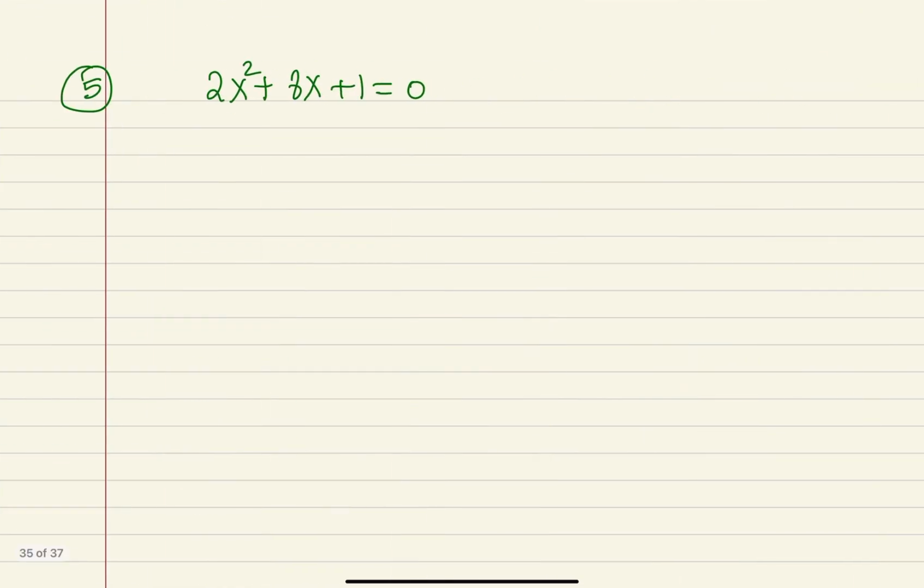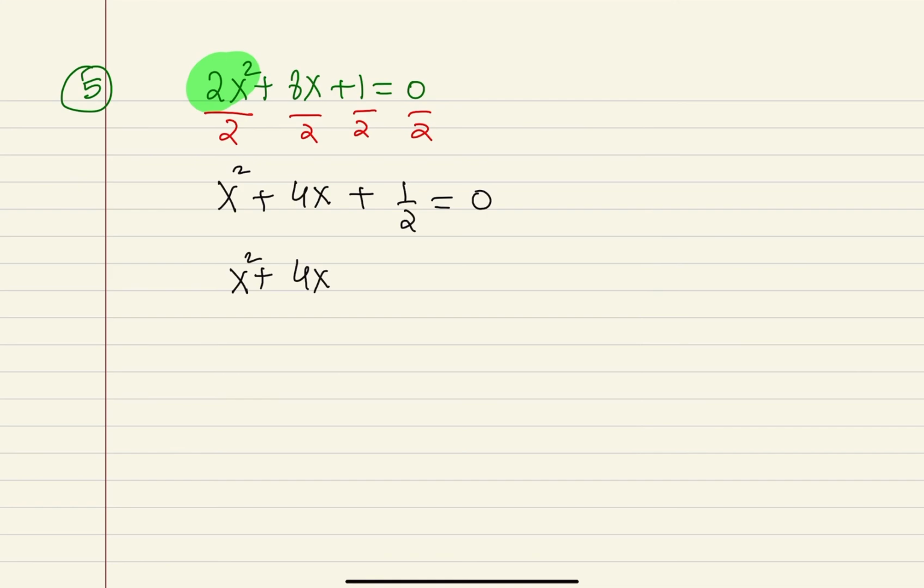See, next example, we have something slightly different here. My leading term is not equal to 1. For us to be able to complete the square, the leading term must be 1. So right away, I'm going to go ahead and divide everything on both sides with the leading term to make that leading term equal to 1. x squared plus 4x plus half equal to 0. 0 divided by 2 is still 0. x squared plus 4x equals negative half. Move the constant term to the other side.